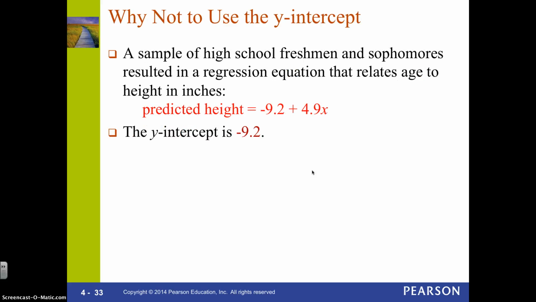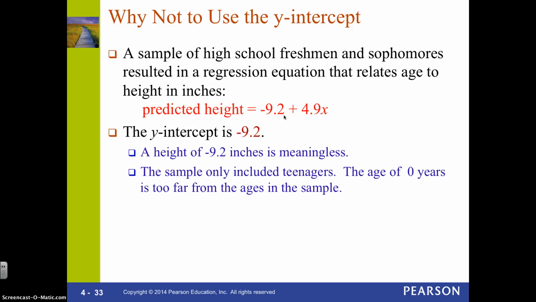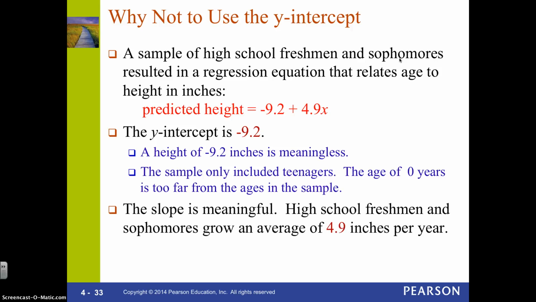Okay? So here's another example. You have a sample of high school freshmen and sophomores, and you get this regression line. The y-intercept is this negative 9.2. So does it make sense to try to interpret that y-intercept? First, for a person, you can't really have a negative height. This sample only includes teenagers, high school freshmen and sophomores. So my age of 0 years is too far away from the age of these freshmen and sophomores. So this is another example where we should not be interpreting the y-intercept.